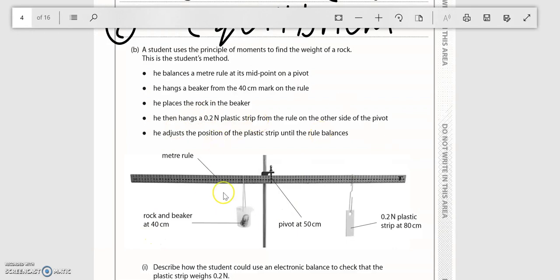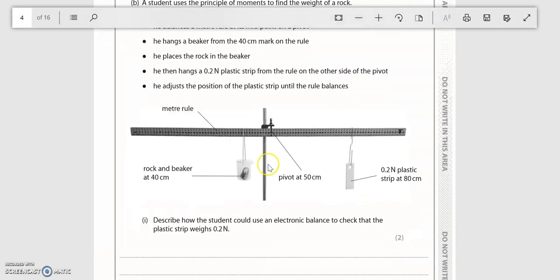Okay, then you get a description of a practical that you've probably done in class already, and you're using this equipment to find the mass or the weight of the rock here. You've got a plastic strip on this side, which is 0.2 newtons, at 80 centimetres. Now be careful, when I first looked at this question, I made the same mistake a lot of people do, and you think that that's your distance, and this is at 40 centimetres. But the pivot is at 50.